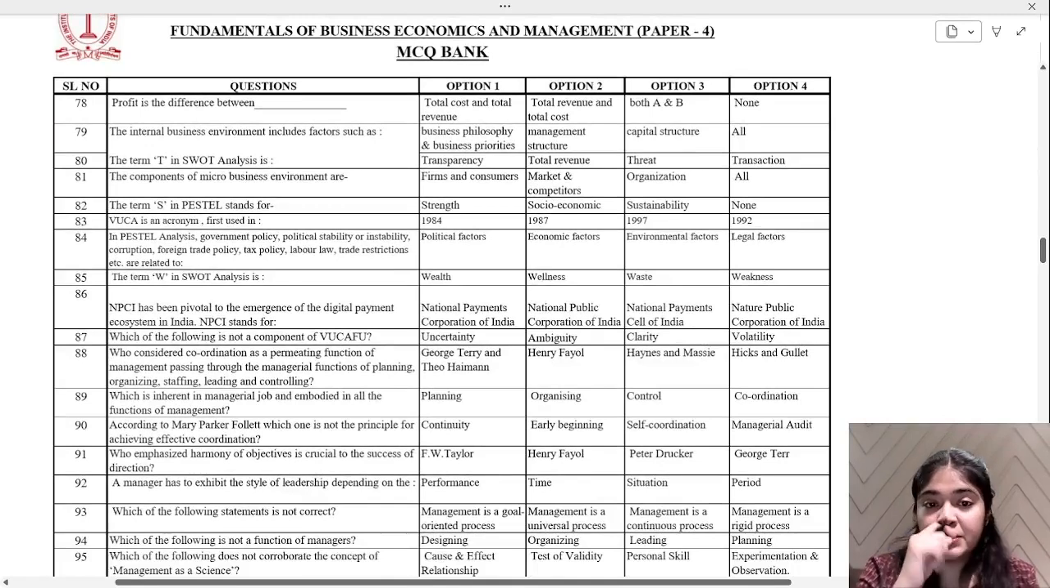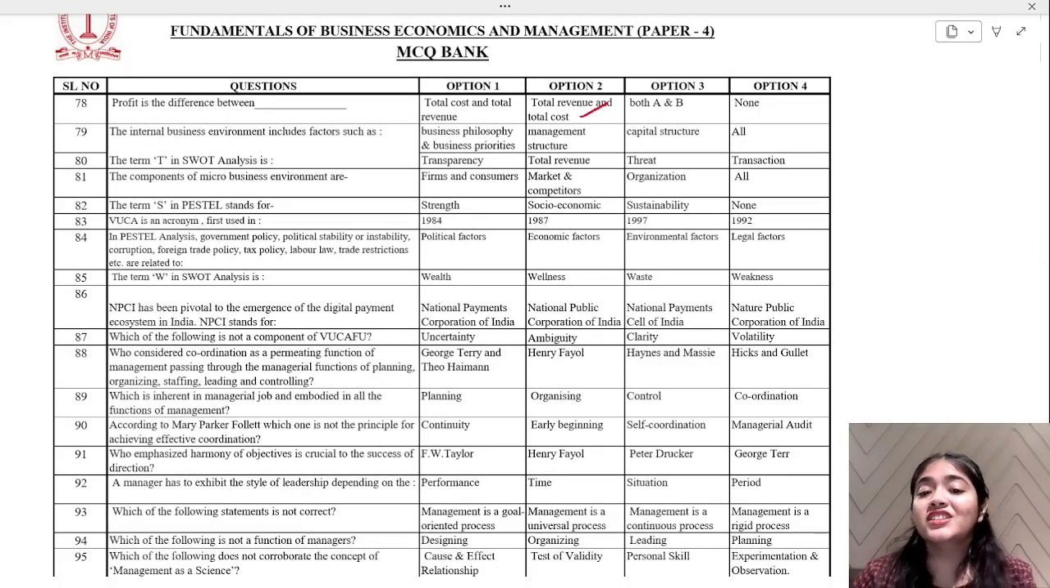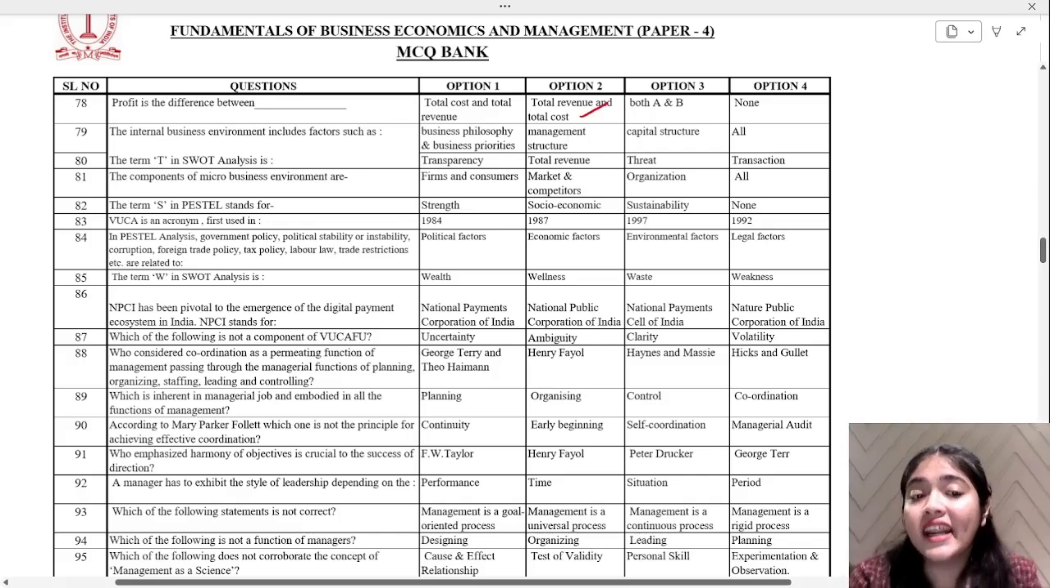Profit is the difference between total cost and total revenue, total revenue and total cost, both A and B, or none. So it is total revenue and total cost. See what they have done over here. Here you will get negative. That will be loss, cost minus revenue. So you have to read the words also very carefully.